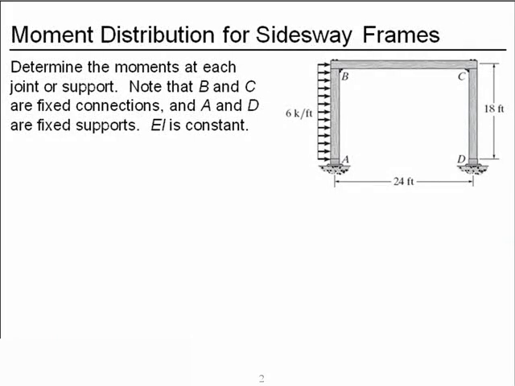And here's our frame. It's a simple portal frame, which means that it's fixed at base A, fixed at base D, with fixed connections or rigid connections at B and C, and we have a uniform distributed load acting horizontally on the frame. Our goal is to determine the moments at each joint or support. And for this frame, the modulus of elasticity and moment of inertia are constant for all three members.